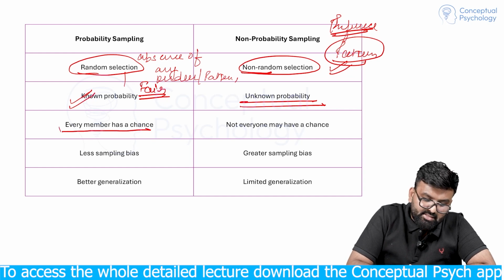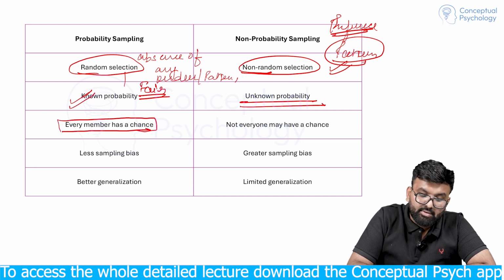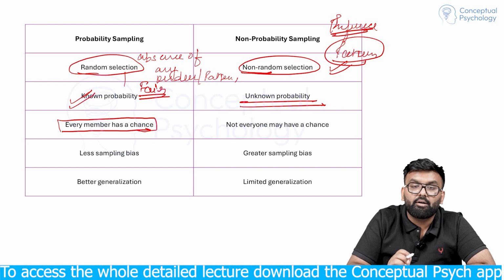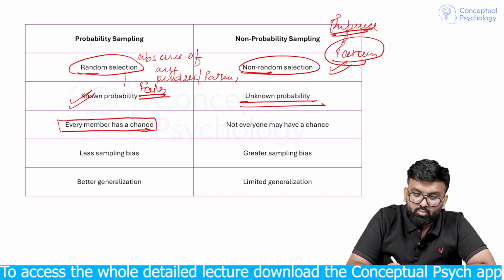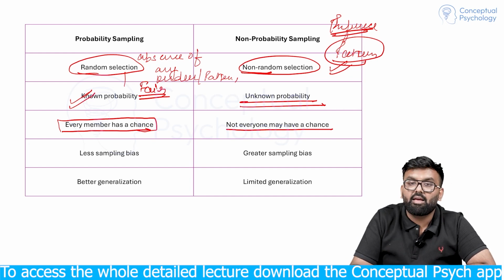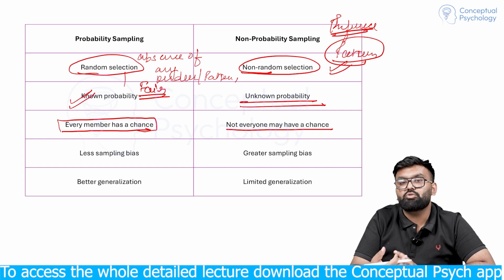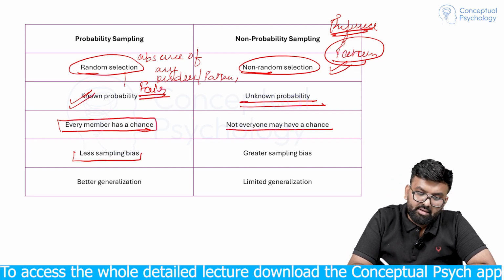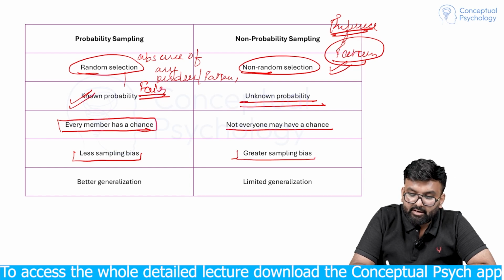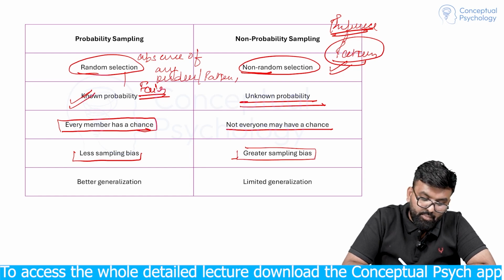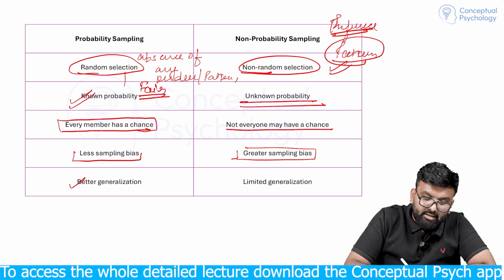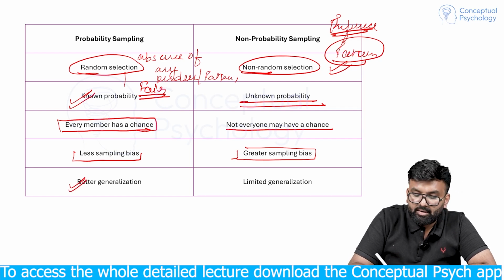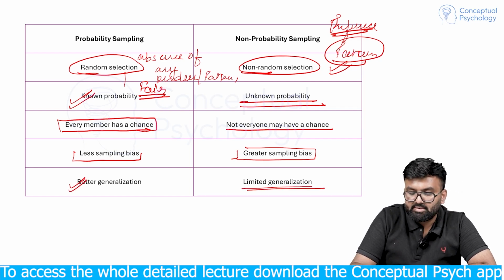Every member has a chance in probability sampling method because we are refraining from any particular pattern. But in non-probability sampling, not everyone may have a chance because we have our personal choices. Probability sampling has less sampling bias, and in non-probability, there will be greater sampling bias. Definitely, there will be, logically also. In probability sampling, there will be better generalization. In non-probability sampling, there will be limited generalization.